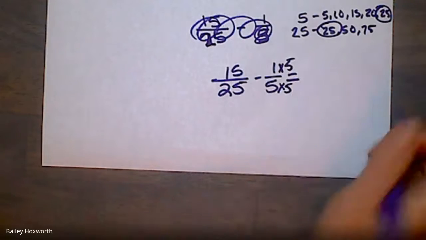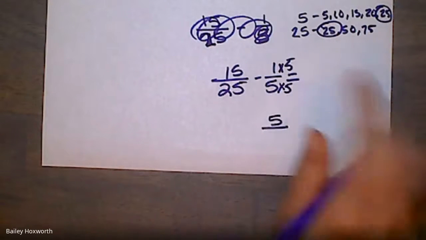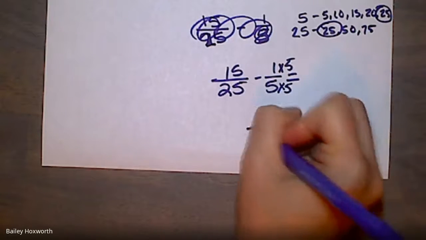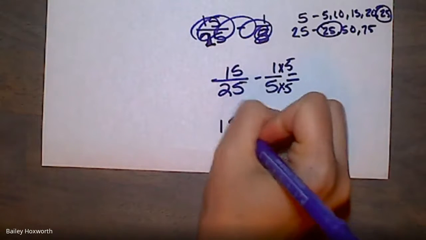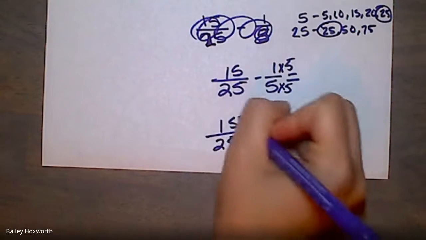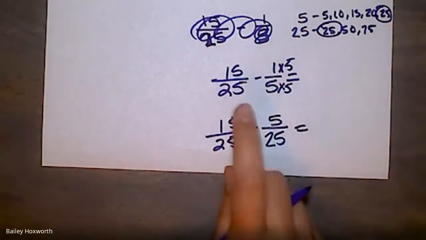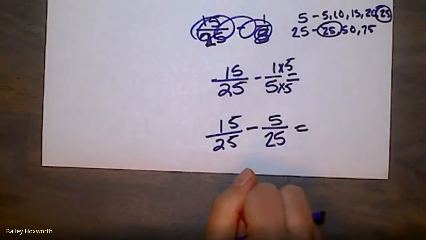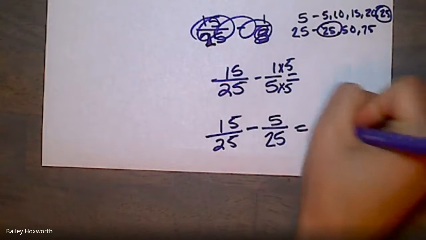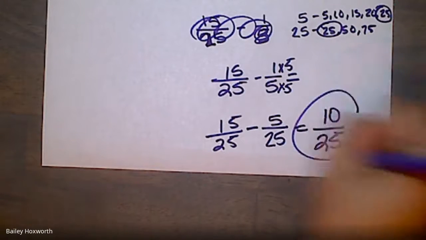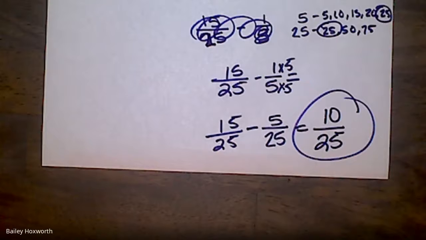So 1 times 5 is 5. 5 times 5 is 25. Minus 15 25ths. I have common denominators. I can subtract straight across. What's 15 minus 5? 10. Denominator stays the same. My answer is 10 25ths.